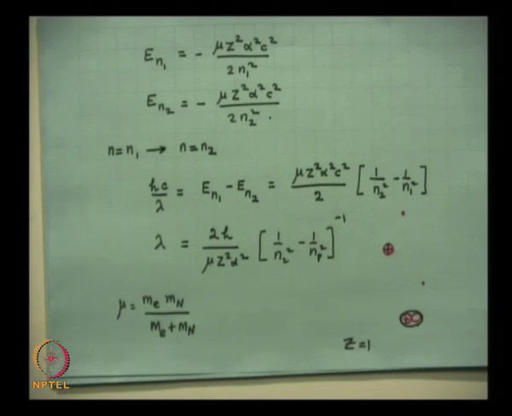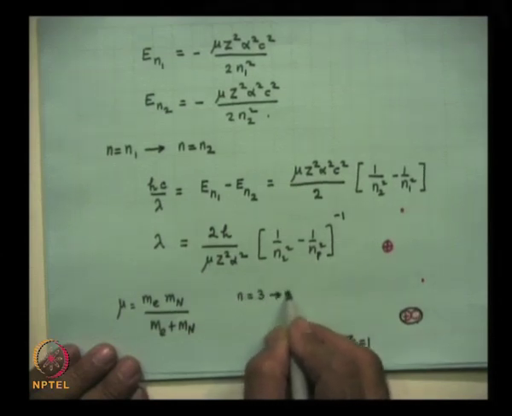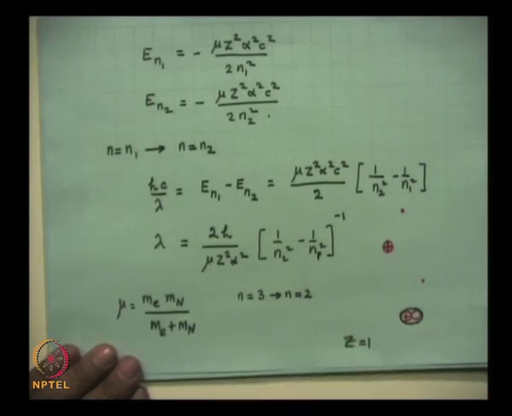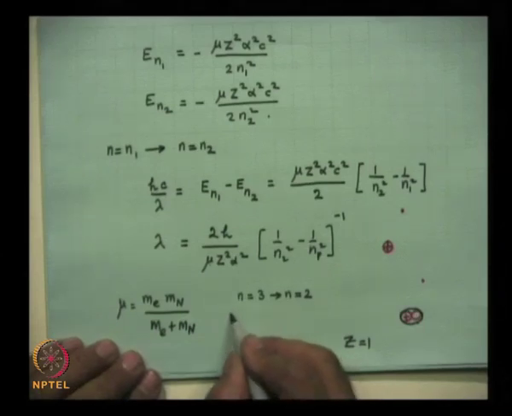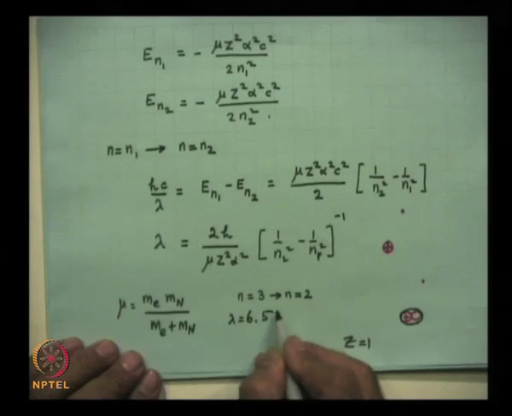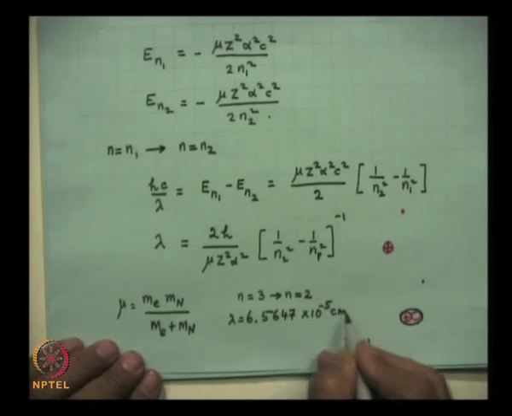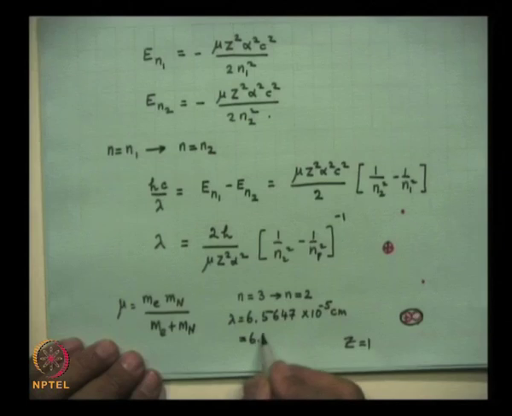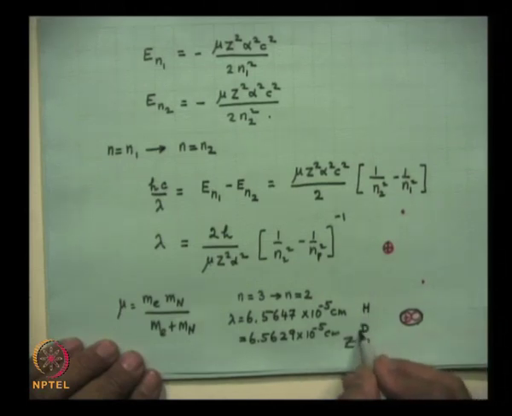And in fact, what was observed was that in the n equal to 3 to n equal to 2 transition, which is in the Balmer series, I leave it as an exercise for you to calculate, the wavelength that is emitted was 6.5647 times 10 to the power of minus 5 centimeter, and 6.5629 times 10 to the power of minus 5 centimeter. This is in the visible region. The first is for the hydrogen atom and the second is for the deuterium atom.